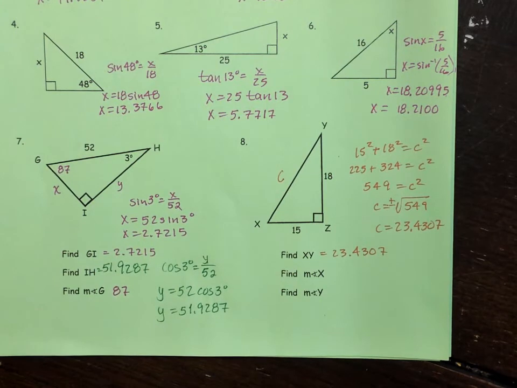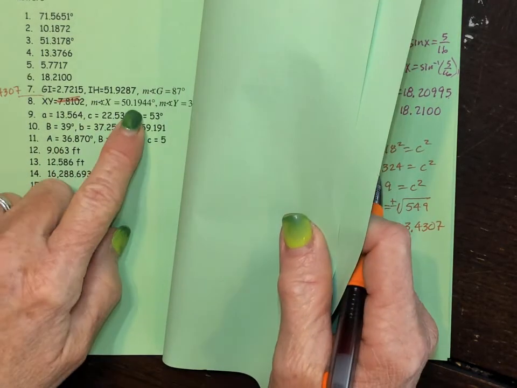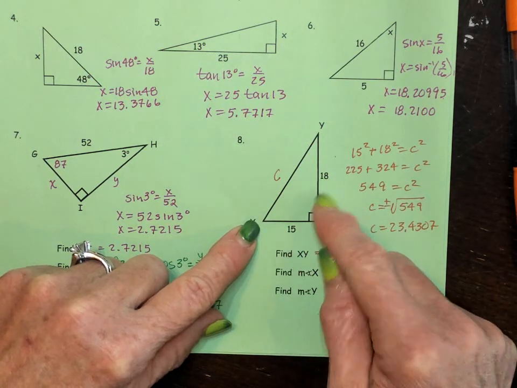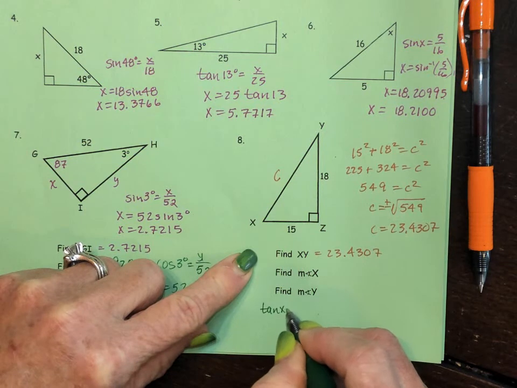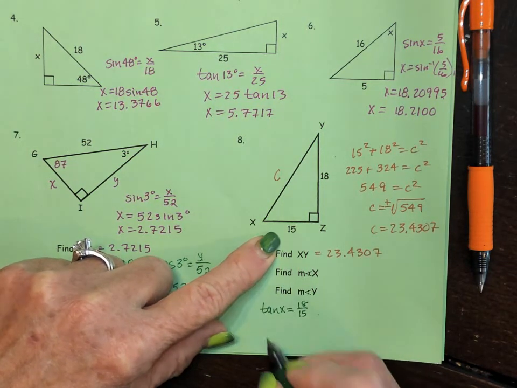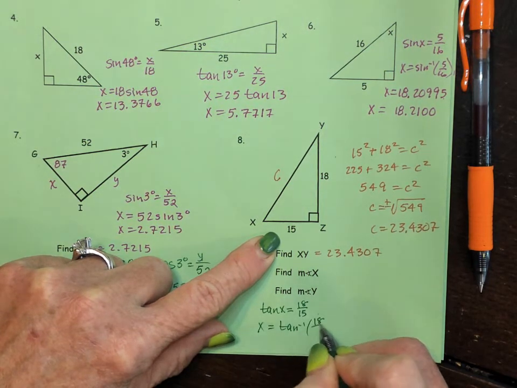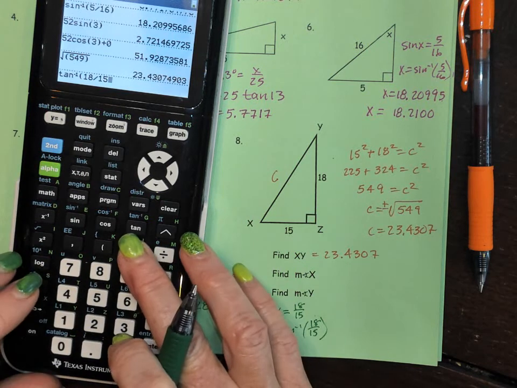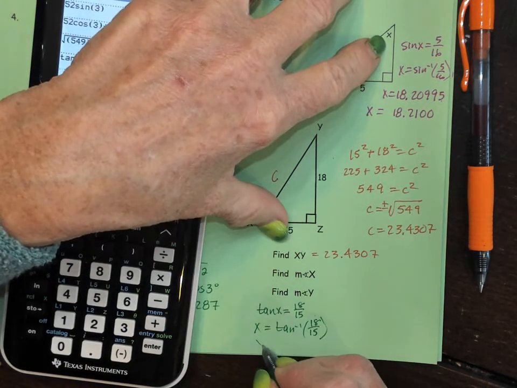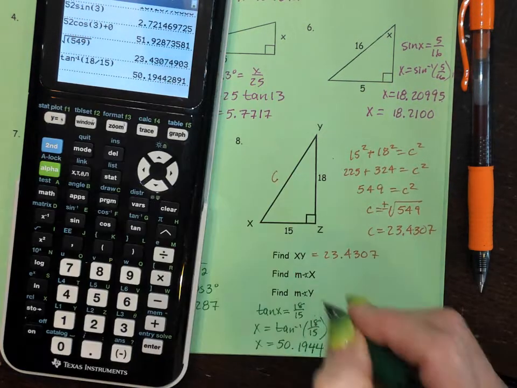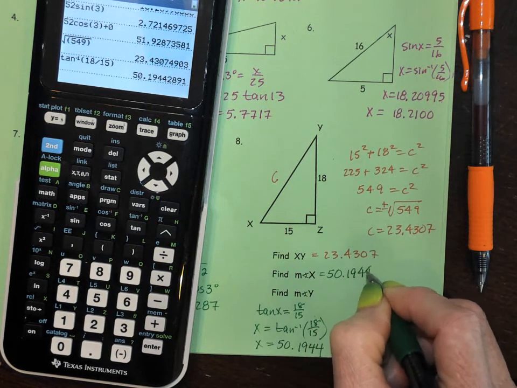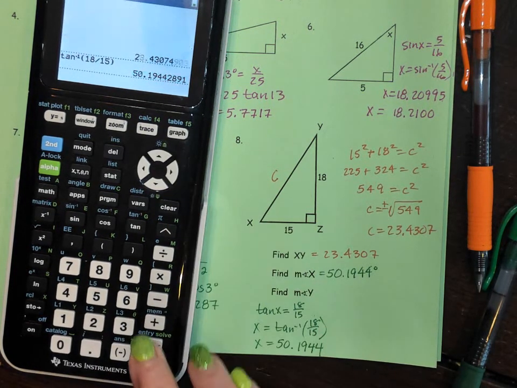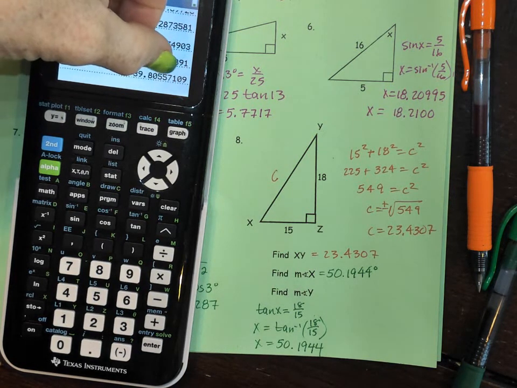Oops. All right, let's see if I can get angle X right. What did I have for angle X? I had 50.1944. So if I find this one with the 18 and 15, that's opposite and adjacent, that's going to be a tangent. Tangent of X is 18 over 15. Inverse tangent, 18 over 15. Cross your fingers. Yes. X is 50.1944. And then Y is just 90 minus that. 39.8056.